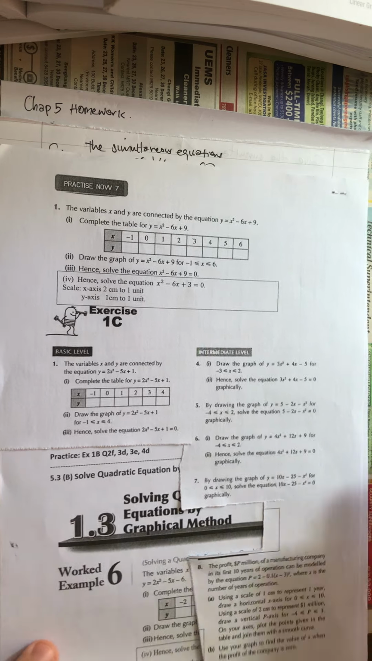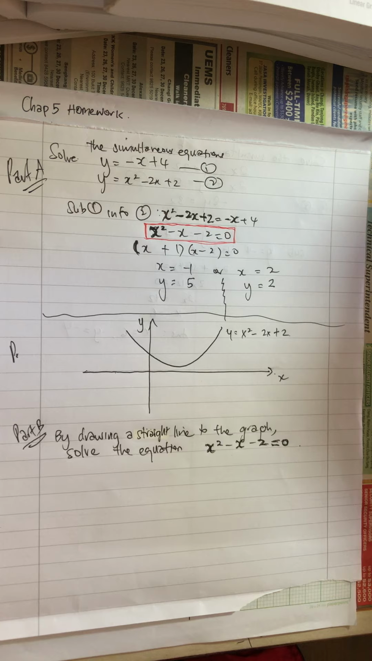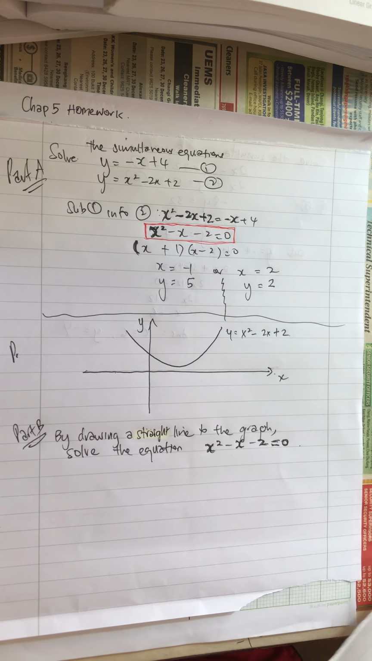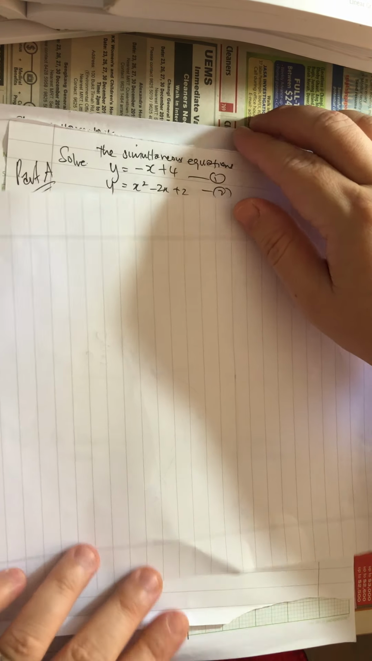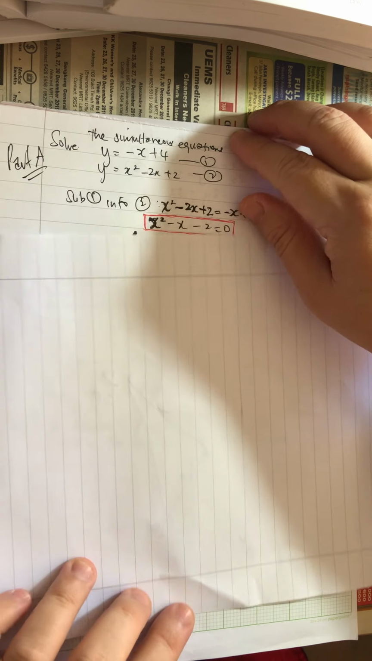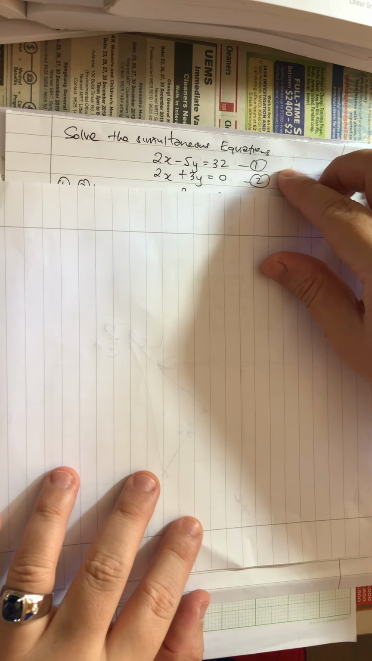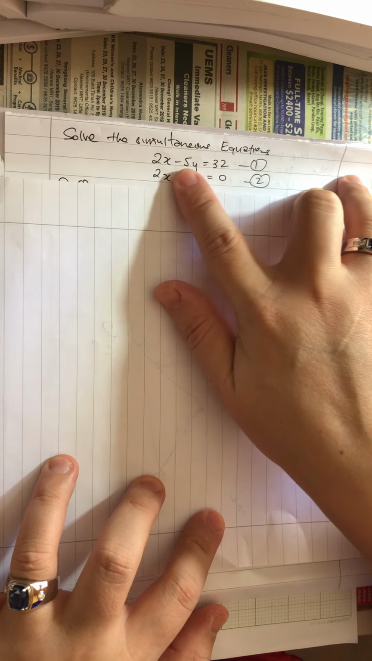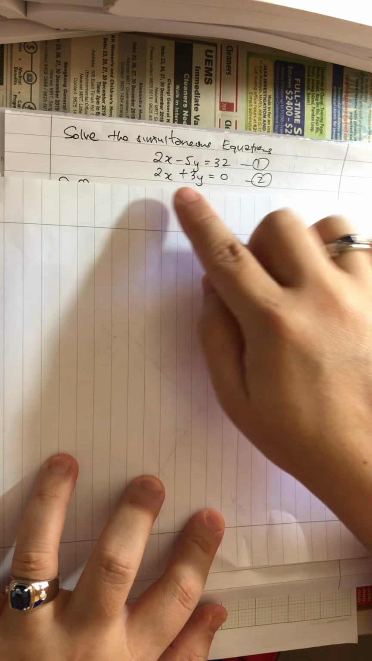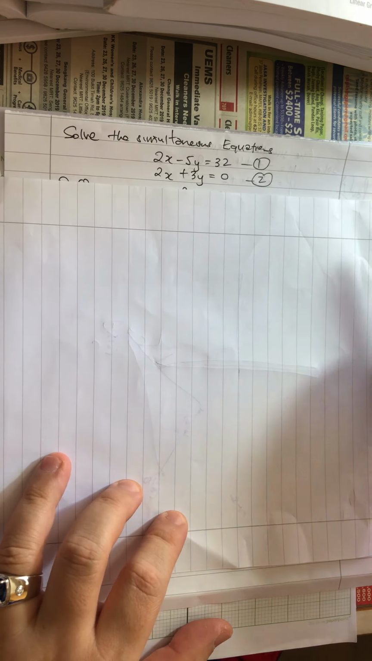Okay, now before I do the 3 questions, I have to go through with you some basic stuff. Do you remember when we were doing chapter 1, we have something like that, solve simultaneous equations. Then they give you maybe 2x minus 5y equals 32, so you call this equation 1, and then you call this equation 2. Now both of these, notice that they are straight lines.